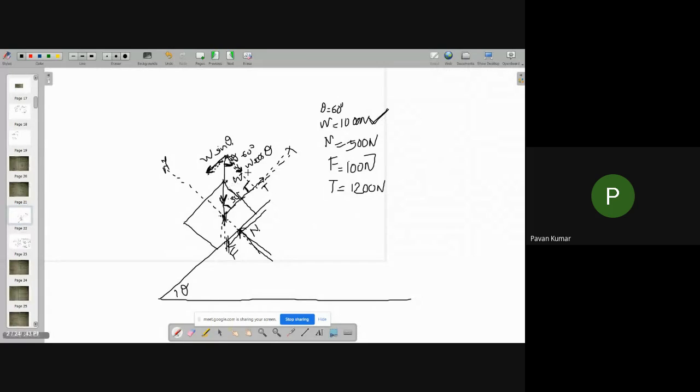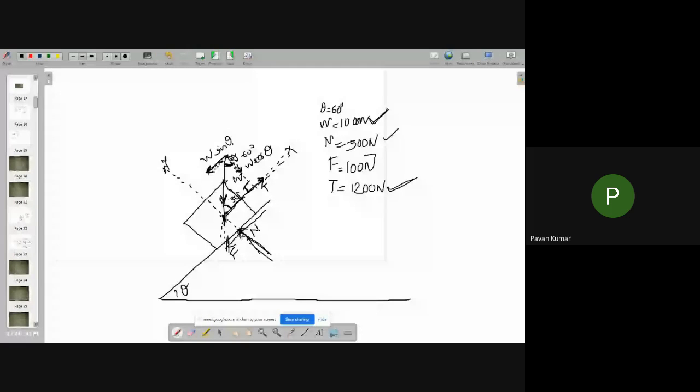Now force T, but T is along the x axis, so there is no need to resolve the force, because it is along the x only. There is no component along the y, so there is no need to resolve T. So T is also there. Now look into the component N. N is also along the y direction, so there won't be any x component. So N also is there.